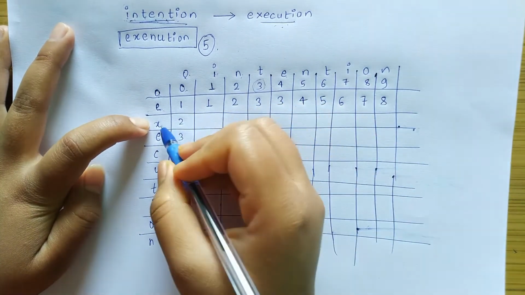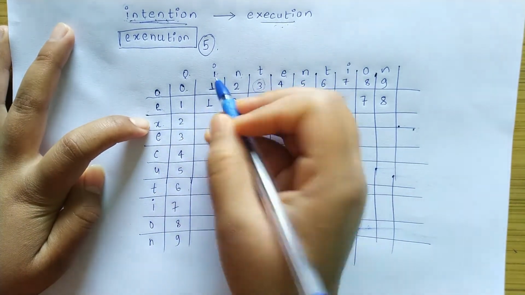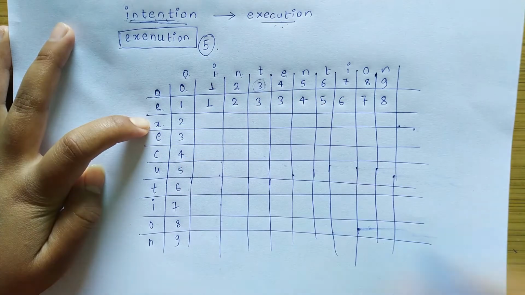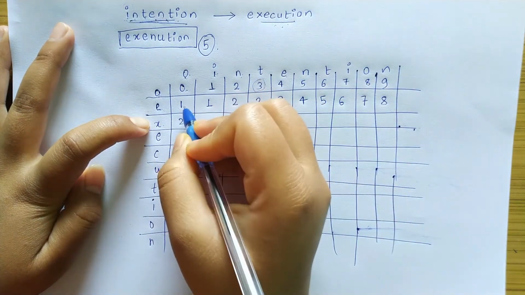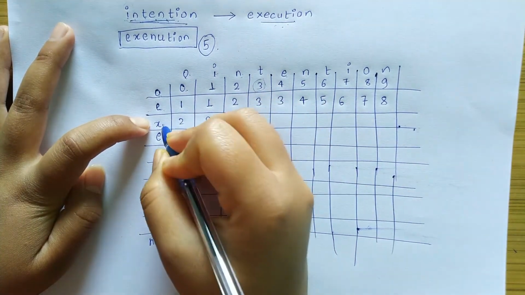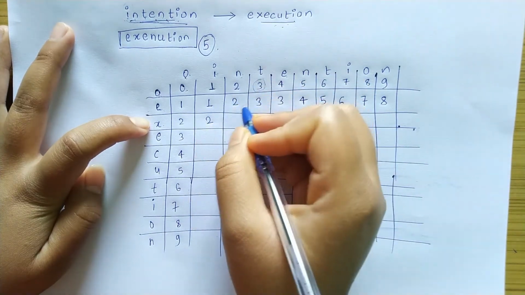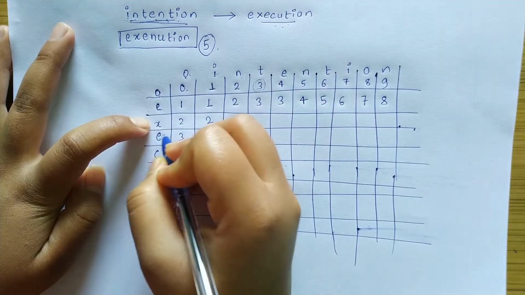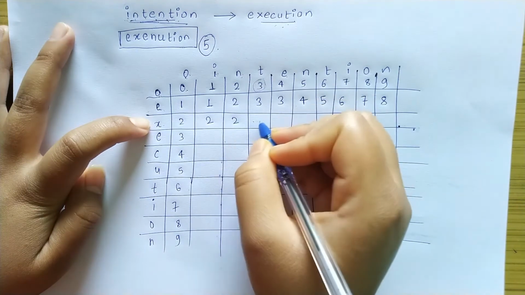Then we have X. X and I, so they are not matching, so we will take the minimum of these. So minimum is 1 plus 1 is 2. X and N is not matching. 1 plus 1 is 2. And X and T, 2 plus 1 is 3.